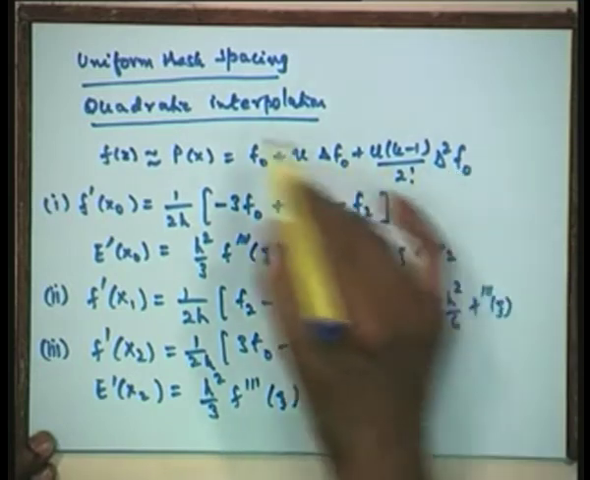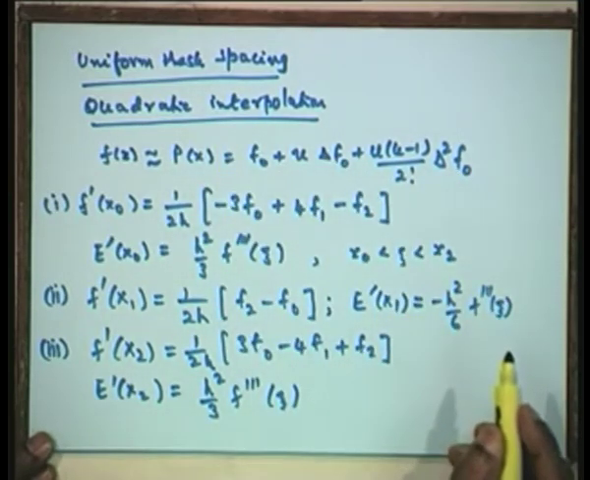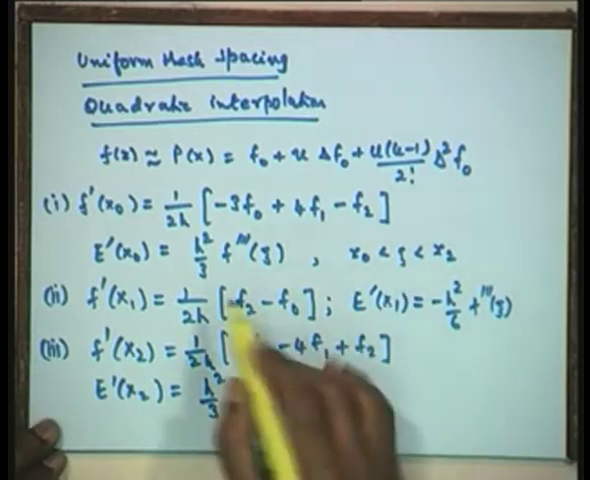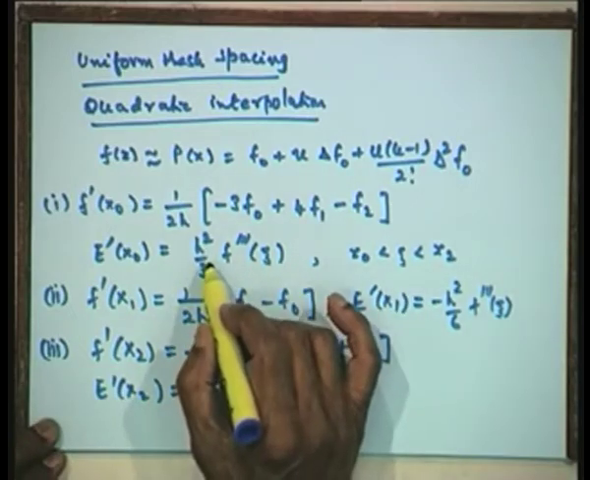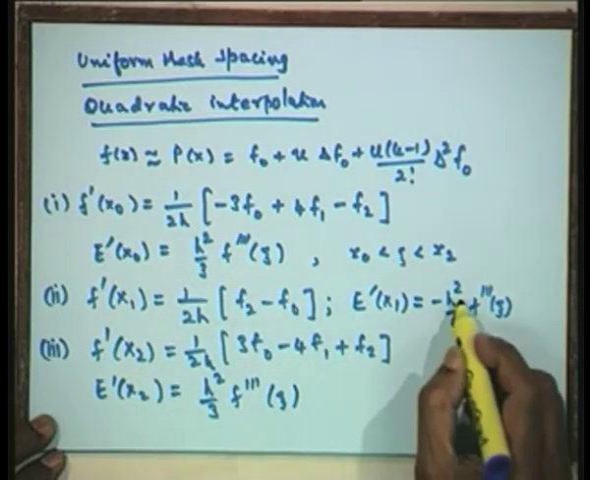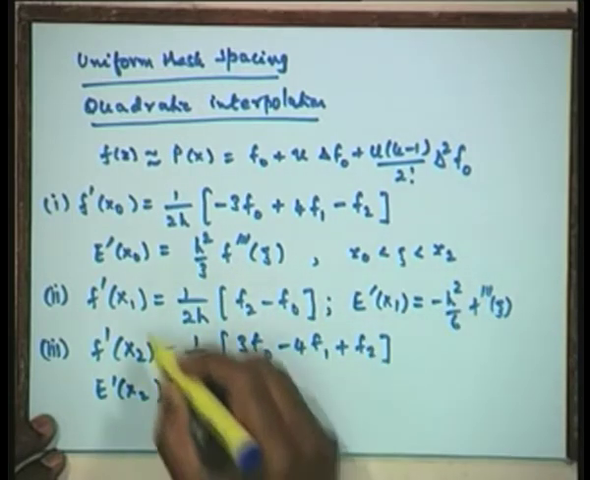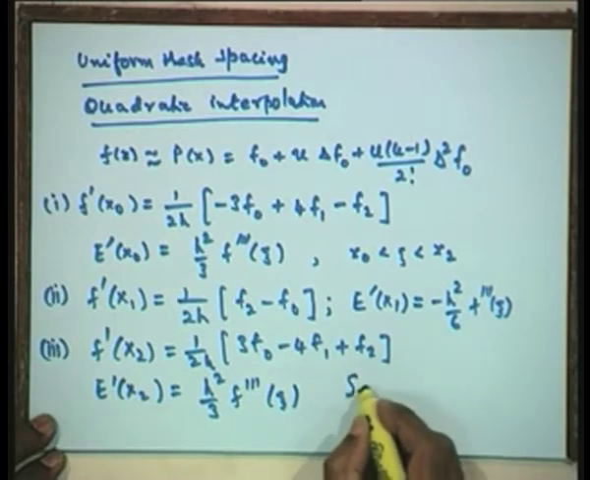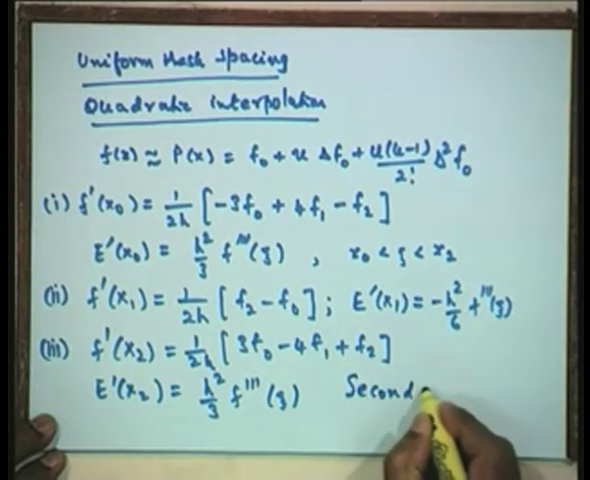So, these are the formulas that we derived last time, starting with Newton's forward difference formula, using up to the second difference, because it is only quadratic interpolation. We can see from here that this is a formula of order h squared, that means it is a second order formula. This is also a second order formula, this is also a second order formula. All the formulas that we have written here are second order formulas.